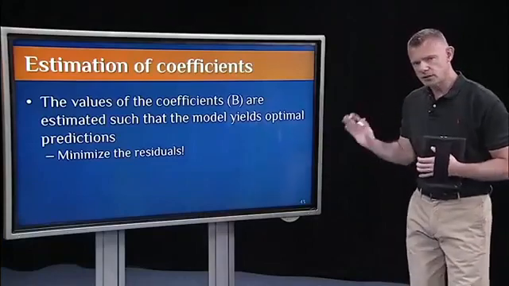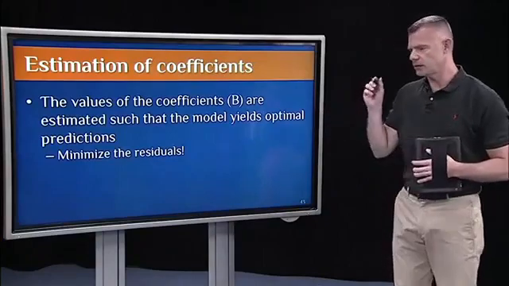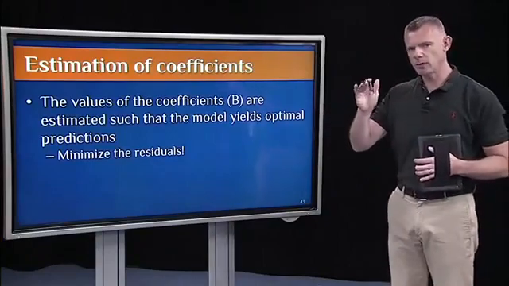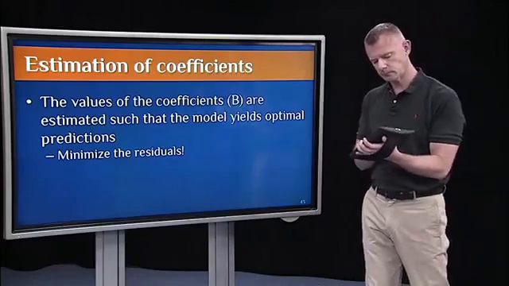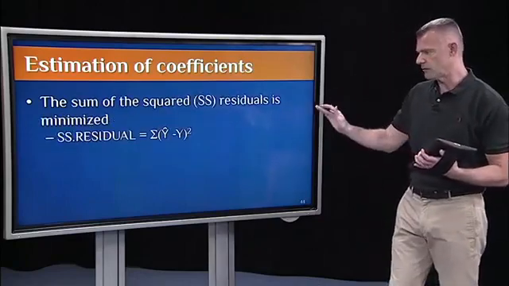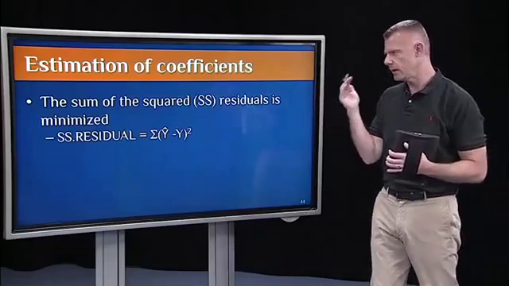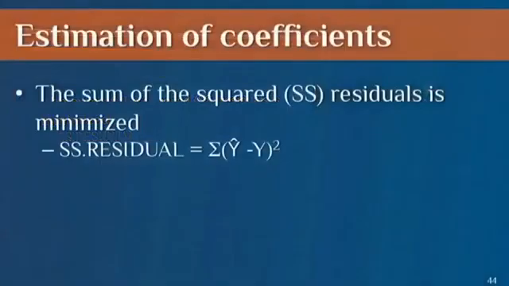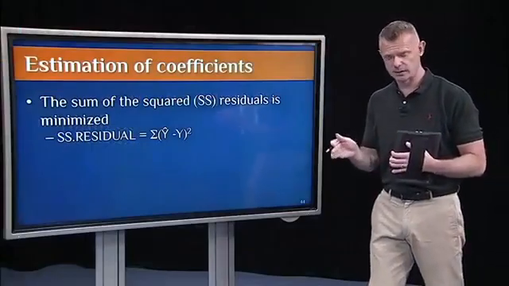Just like regular simple regression, the values of these coefficients are estimated such that the model yields optimal predictions. And how do we do that? Well, we just minimize the residuals. Remember, the residuals are just the difference between the actual, or observed, score on y and the predicted score on y. We get the sums of squares residual by taking all of those deviations and squaring them. We want to minimize that value. That's ordinary least squares estimation.